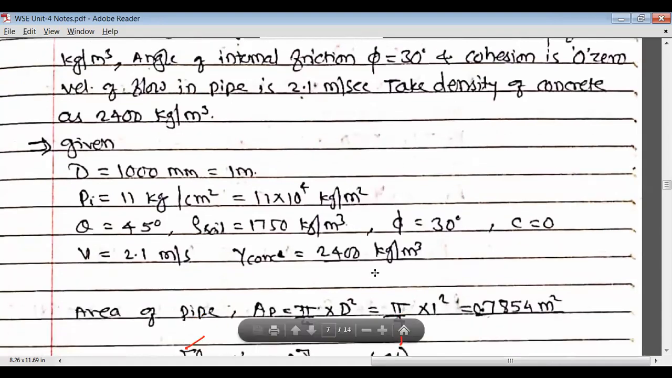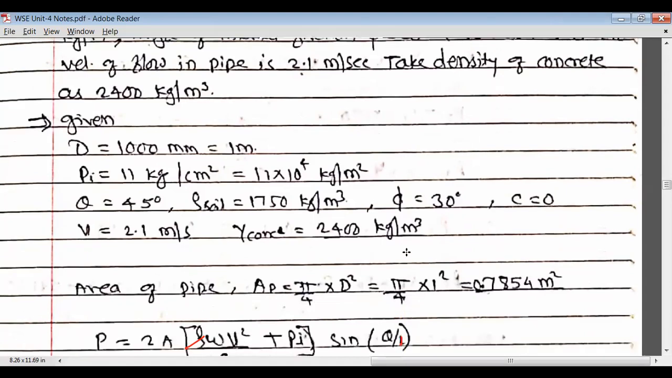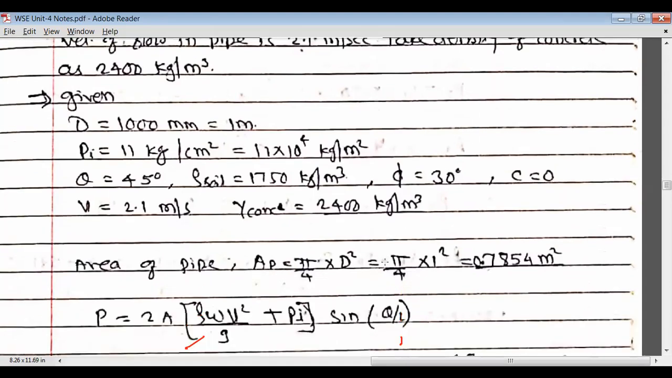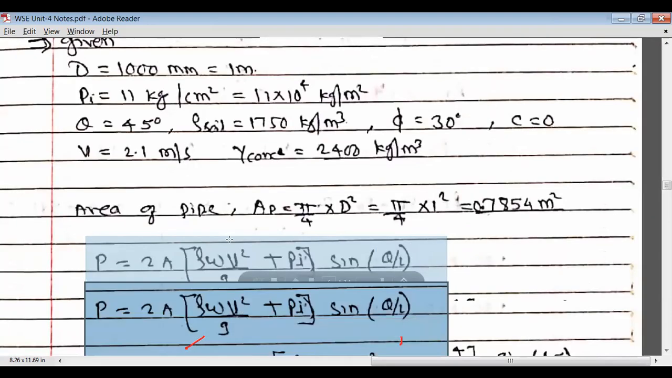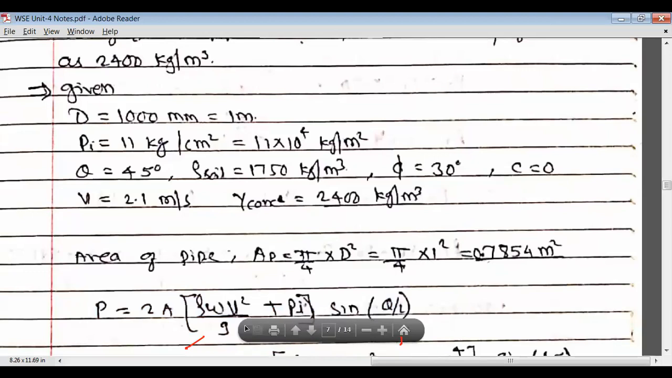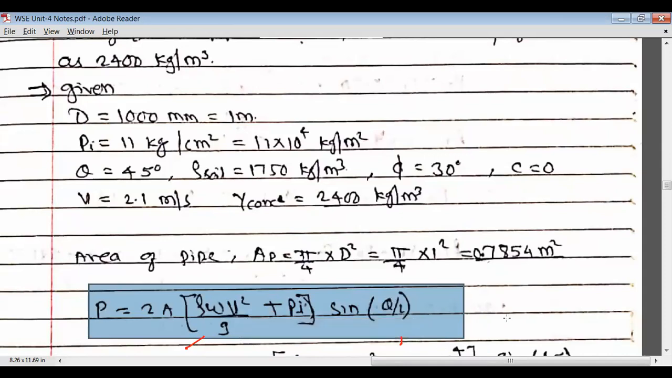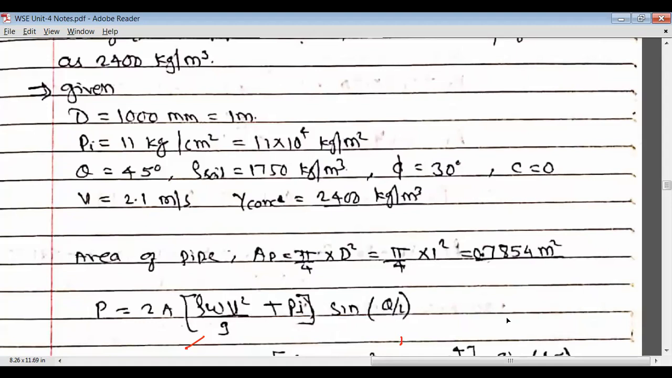Then you will need the area of the pipe to find out the weight of water inside the pipe. You can easily find out this area. Then use this formula to find the horizontal thrust. P is equal to 2A in bracket rho w v square upon g plus pi sine theta upon 2, and find out the value of P.